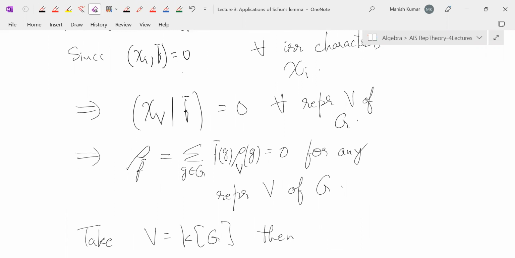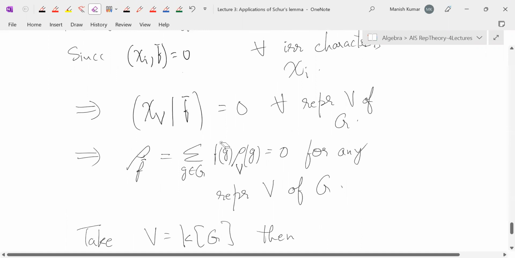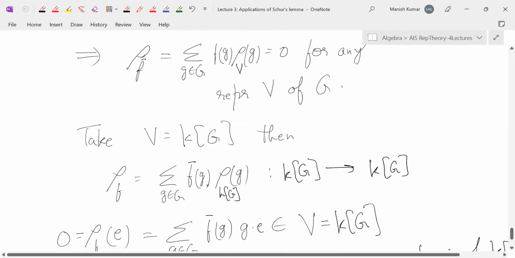Actually, this bar shouldn't be there. In the formulas there are no bars, only in the symbol there is. So that proves that Fg is 0 and hence f bar is 0. So f bar is 0. Okay.